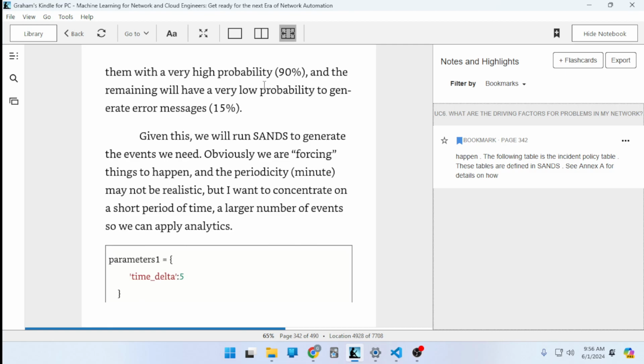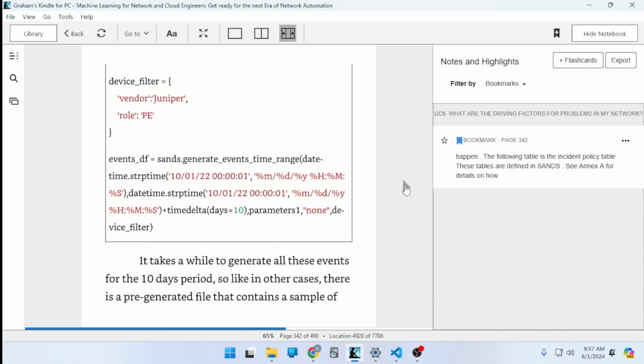Obviously, we are forcing things to happen, and the periodicity, a minute, may not be realistic, but I want to concentrate on a short period of time with a larger number of events, so we can apply analytics. It takes a while to generate all these events for the 10 days period.